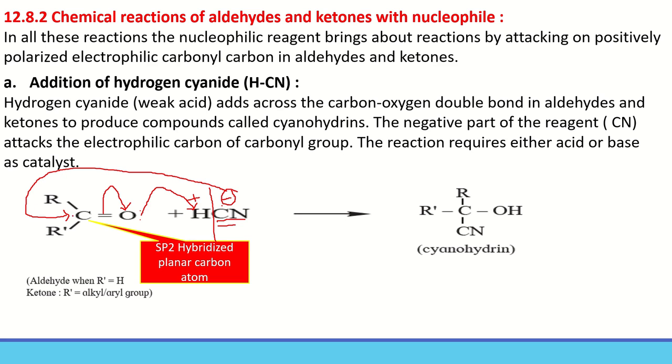Once the bond forms between the carbon and cyanide, a pi electron shifts toward the oxygen and oxygen donates the electron to the hydrogen. A bond forms between the oxygen and hydrogen like this. OH is formed here. And a carbon and cyanide bond is formed like this. Both the R and R dash are as they are, no change on it. Example.